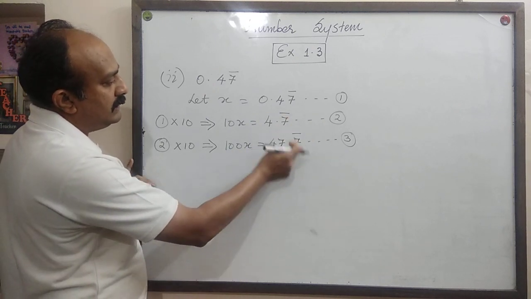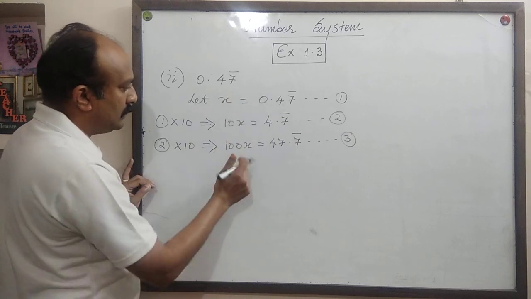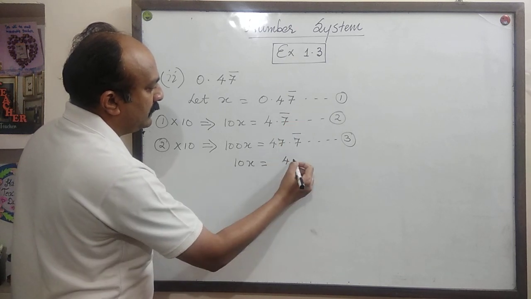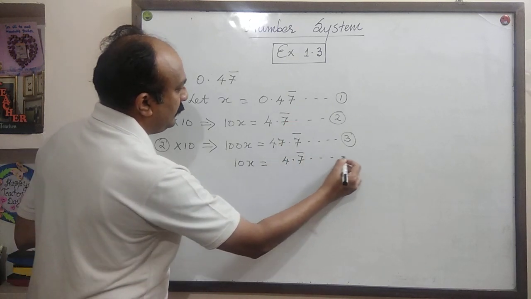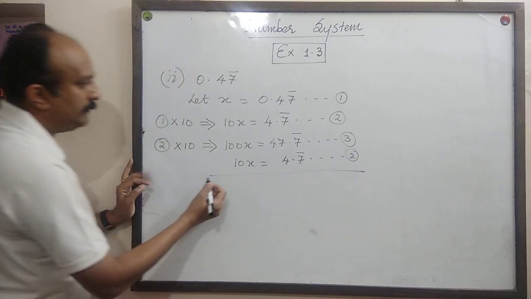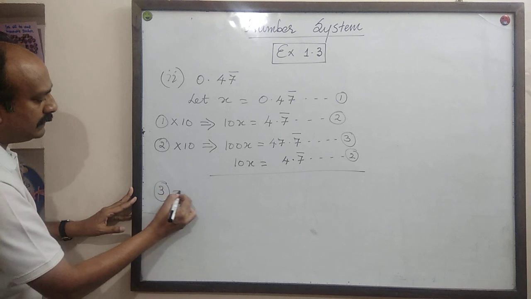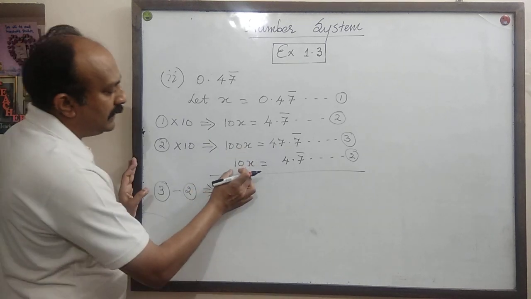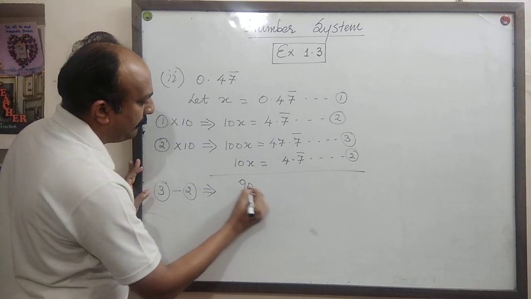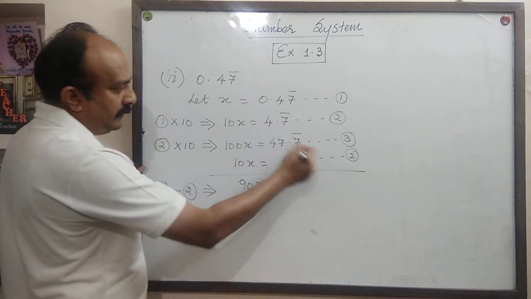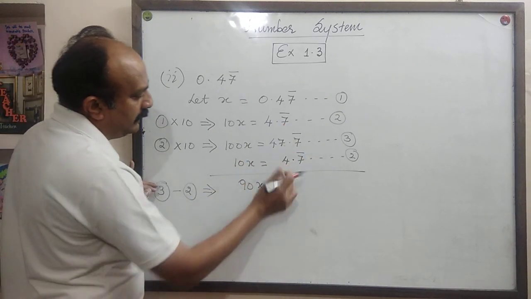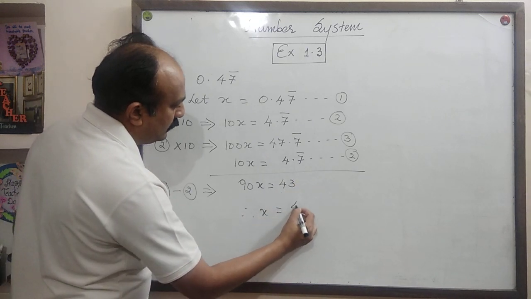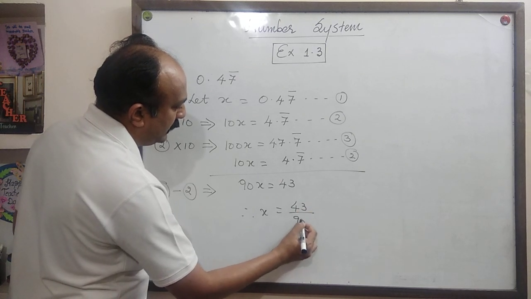Now you can see 7 bar is common in both the equations. So write down the above equation, that is equation number 2, below equation number 3. And then subtract. This time equation 3 minus equation 2. 100 minus 10, 90. 7 bar cancel. 47 minus 4, 43. Therefore, x is equal to 43 upon 90.